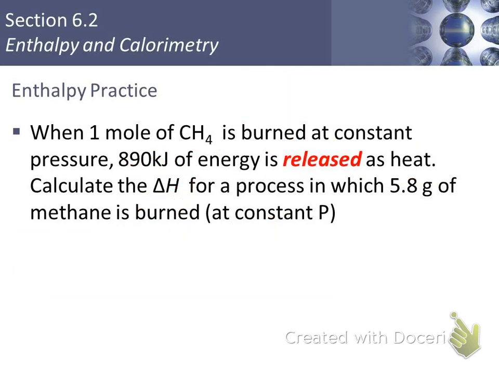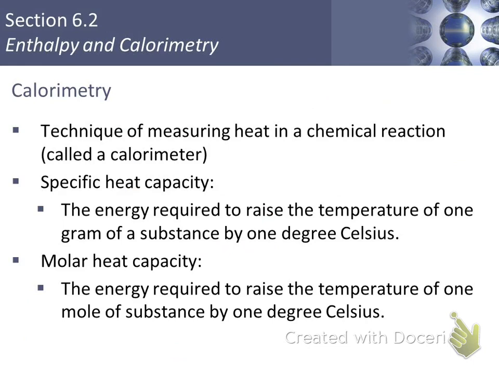Okay. All right, the next part of section 6.2 is dealing with something called calorimetry. And calorimetry is how you measure heat in a chemical reaction. So we've talked about the amounts of heat in chemical reaction, but now calorimetry is how you measure it. Okay, you use something called a calorimeter. So go ahead and get written down what you need on here, and then I'll talk through a couple things that we're going to look at.